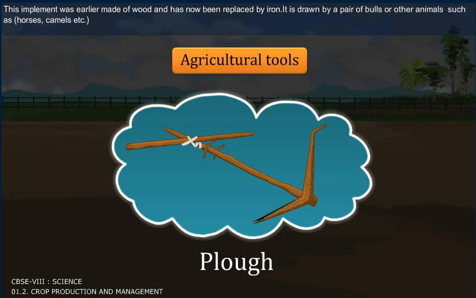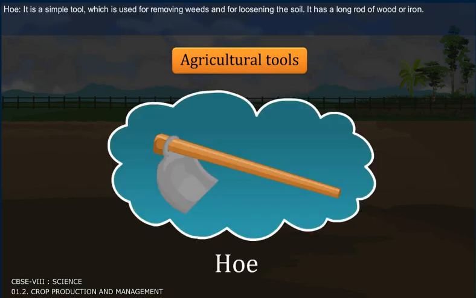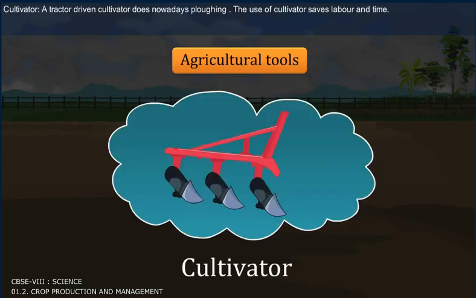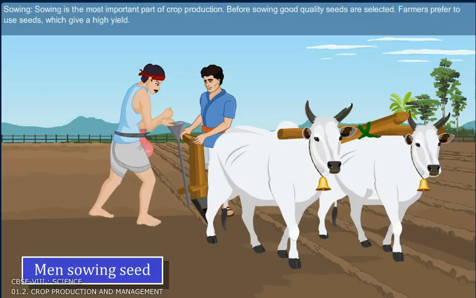This implement, earlier made of wood, has now been replaced by iron. It is drawn by a pair of bulls or other animals such as horses, camels, etc. Hoe. It's a simple tool which is used for removing weeds and for loosening the soil. It has a long rod of wood or iron. A strong, broad and bent plate of iron is fixed to one of its ends and works like a blade. Animals pull it. Cultivator. A tractor-driven cultivator does ploughing nowadays. The use of a cultivator saves labor and time.